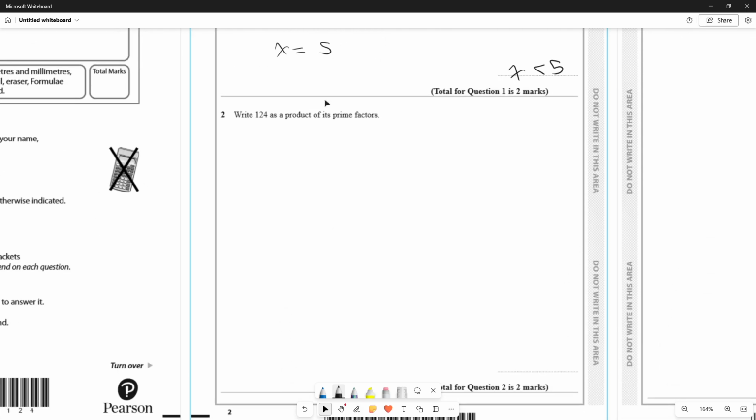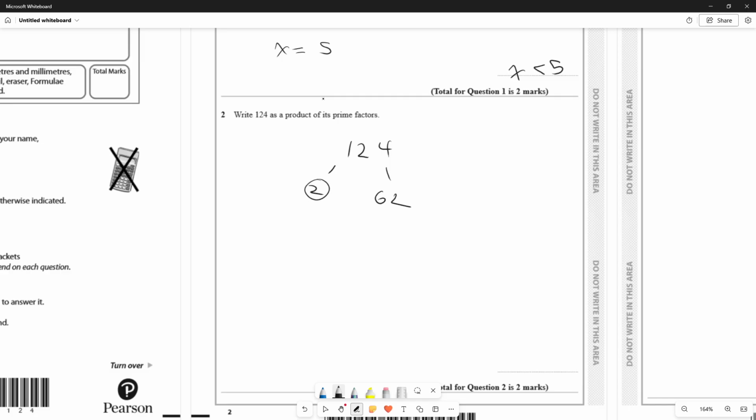Next, write 124 as a product of its prime factors. The way we can do this is by drawing out a factor tree. So we can write 124 here. Now in the exam, if I'm seeing 124, I probably can't think of its perfect factors. All I know is I can see a 2. And what happens when you divide by 2? You get 62. Now with factor trees, every time you see a prime number, you want to circle it.